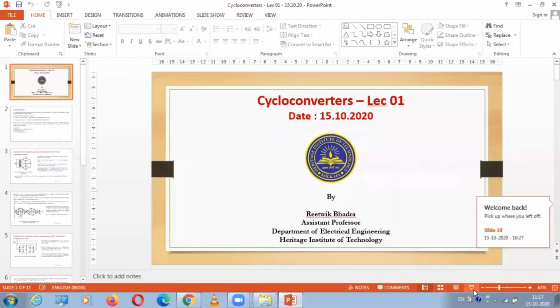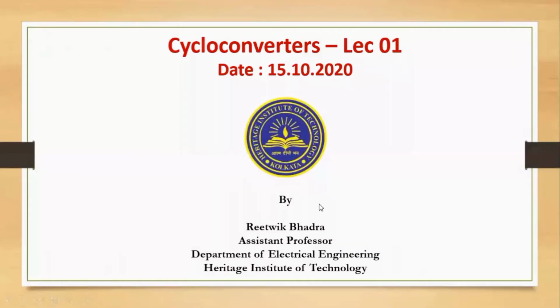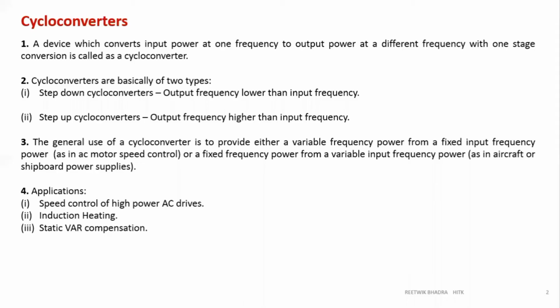We'll start with our next topic, the cycloconverter. This cycloconverter is a circuit which comes under AC to AC converters. If you compare your cycloconverter with your AC voltage controller, what is the difference? In your AC voltage controller, we could change the magnitude of our supply voltage, but the frequency remained the same.